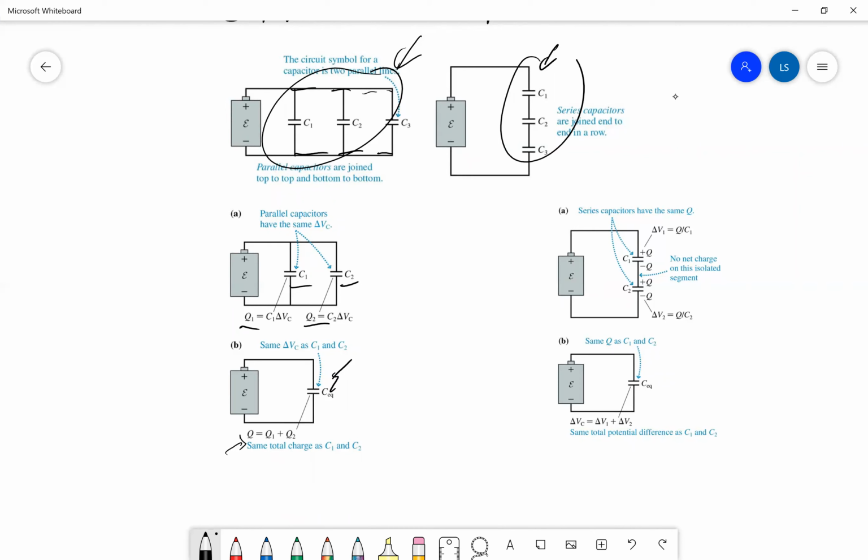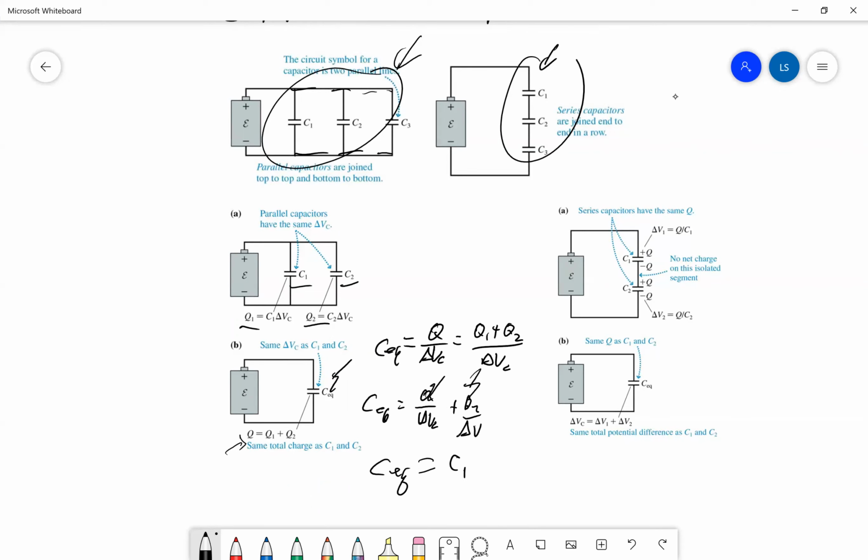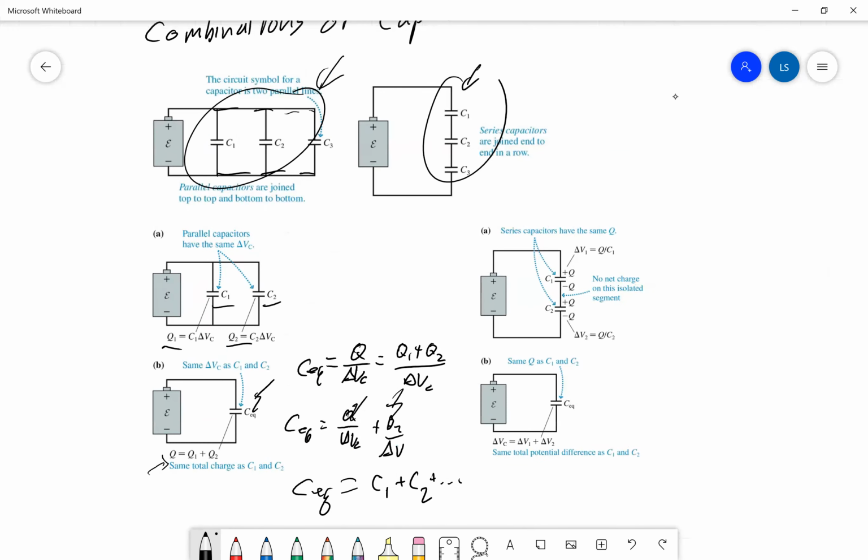So we can calculate the equivalent capacitance by saying it's equal to Q over delta V_C. And that's just Q1 plus Q2 over delta V_C. So C equivalent is equal to Q1 over delta V_C plus Q2 over delta V_C. This is nothing more than the definition of capacitance. So C equivalent for capacitors in parallel is just the sum of the individual capacitances, and you can string that out forever. Okay. Next.